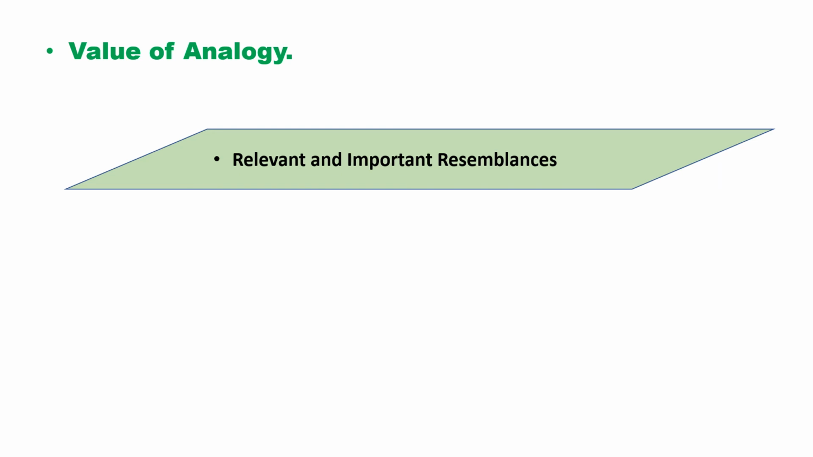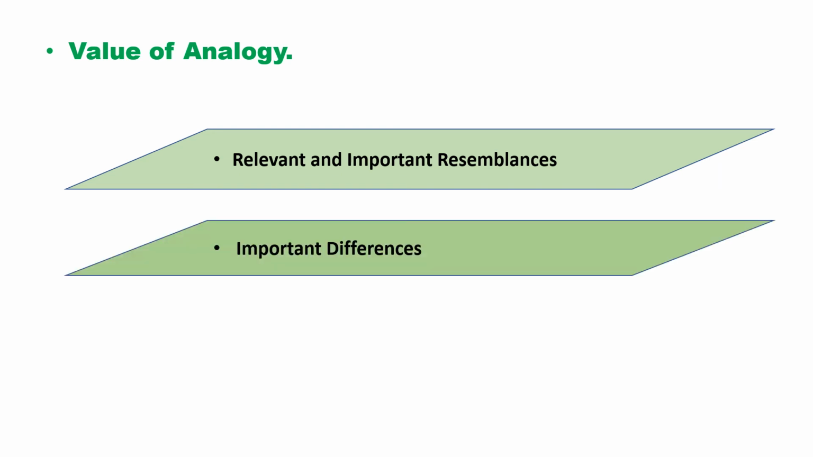Now the second condition is important differences. When the known differences consist of important properties, the conclusion of analogy has little probability. Let us take an example. Suppose you say that man and monkey resemble each other: they have two legs, two eyes, two hands, one nose, two ears. And the additional quality or property possessed by man is that he can read and write. Therefore, we conclude that monkeys also can read and write. Then our analogical argument will have little probability.